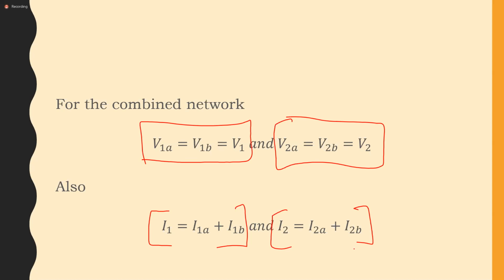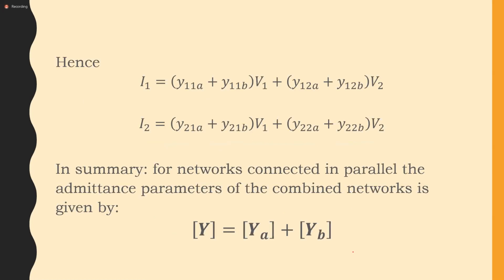So if I make these substitutions, ladies and gentlemen, what I have is that I1 will be equal to Y11A plus Y11B times V1, plus Y12A plus Y12B times V2, and so forth. I2 equals Y21A plus Y21B times V1, plus Y22A plus Y22B times V2.